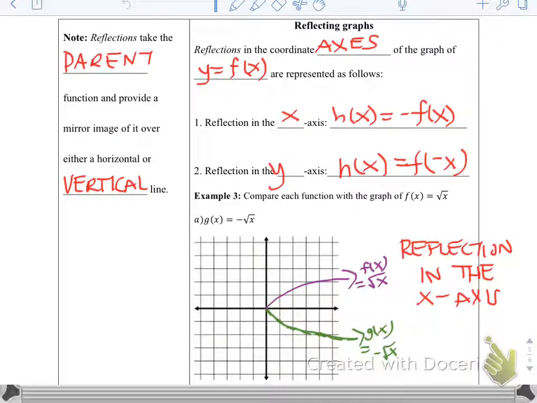Okay, so we are continuing. This is part 2 of the video. We're continuing on page 5, and we're talking about reflecting graphs, okay? So parent reflections, I'm on the left-hand side in the note.